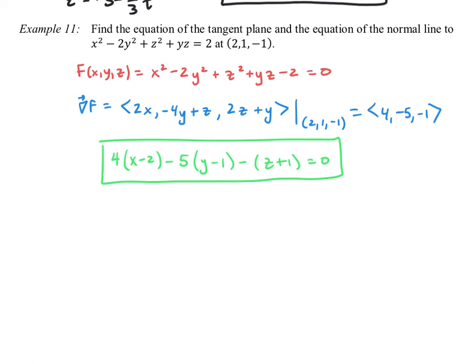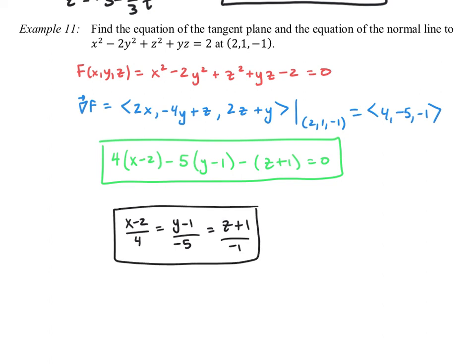And then for the symmetric equations of the normal line, we have x minus 2 divided by 4 equal to y minus 1 divided by negative 5 equal to z plus 1 divided by negative 1. And that's it. That's going to be the end of section 11.6.